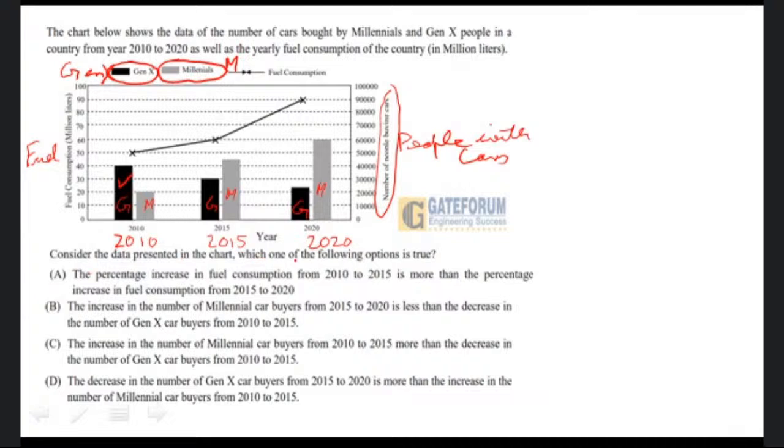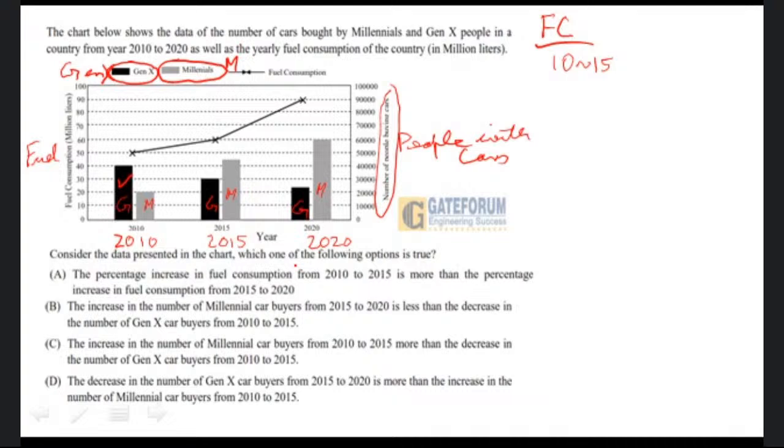So considering the data presented in the chart, which one of the following options is true? Let us see. The percentage increase in fuel consumption from 2010 to 2015 is more than the percentage increase of fuel consumption from 2015 to 2020. Okay, so we are dealing with fuel consumption.